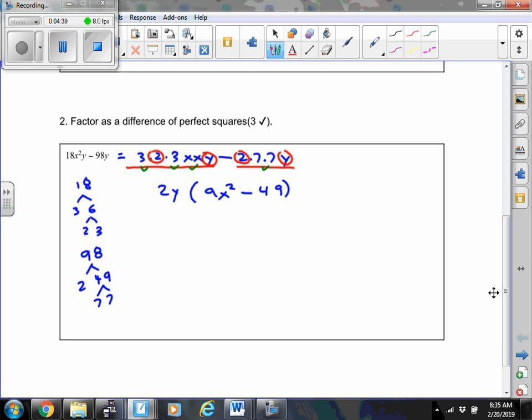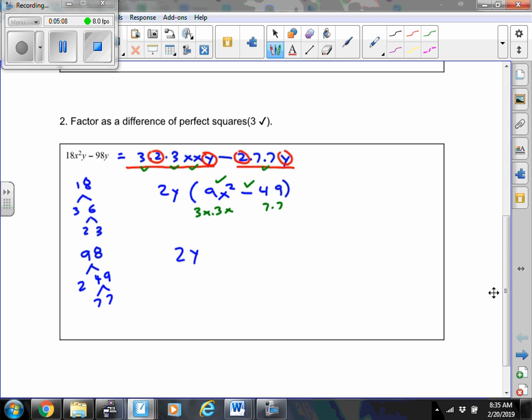Now, I got to look at the inside here. Let's see. It is a difference. That is perfect because it's 3x times 3x. Let me write that a little bit better. 3x times 3x. That makes it perfect because they're exactly the same. And 49 is perfect, 7 times 7, which means I have a difference of perfect squares.